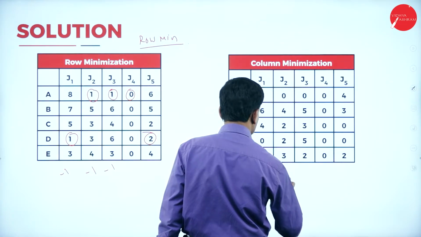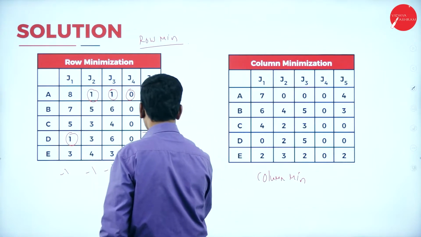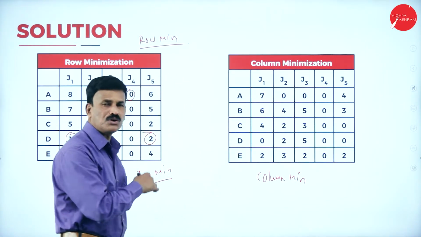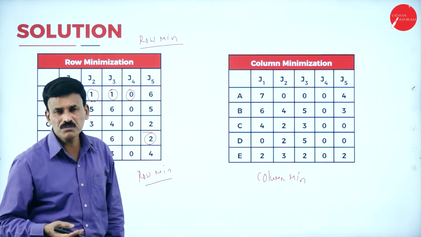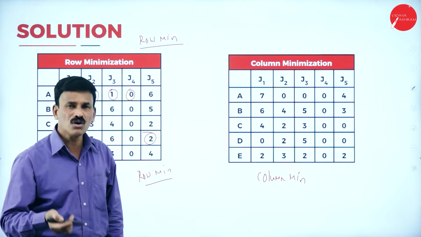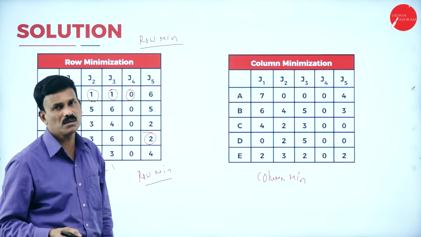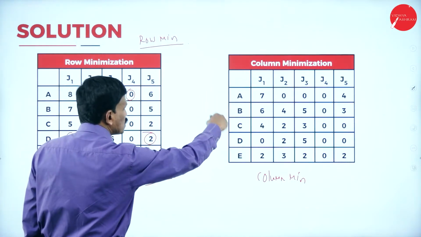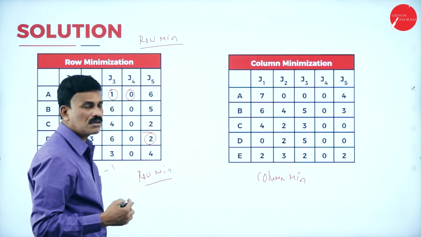Column minimized. This is row minimized. So just find the row minimization and column minimization. Now after row and column minimization, go for the scanning. First go for row scanning, then column scanning. That's it. Now let us come to the row scanning. From this column minimized matrix, we will do the row scanning as well as the column scanning.